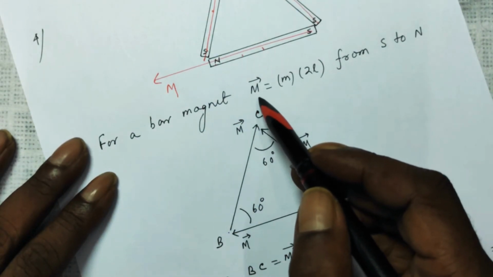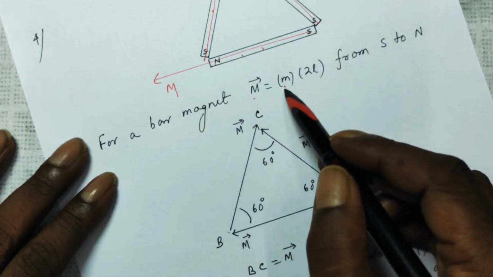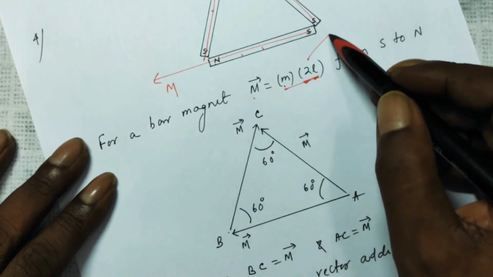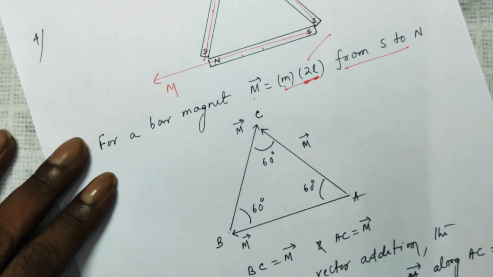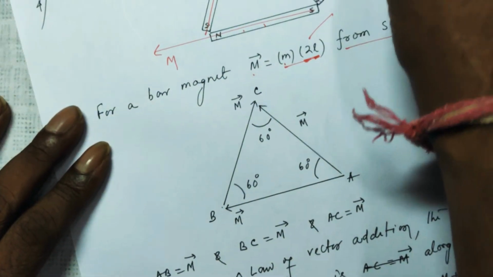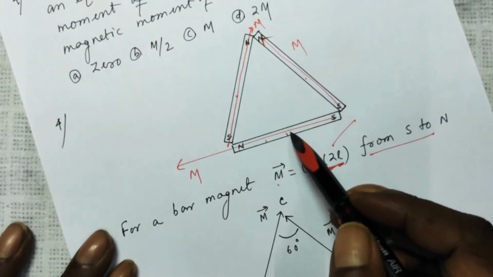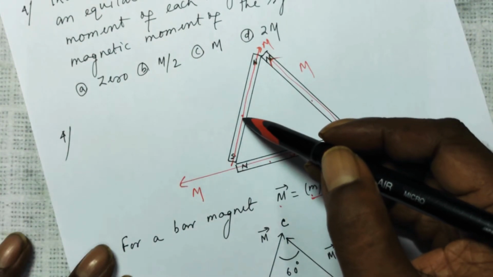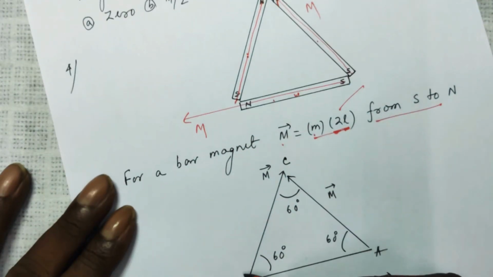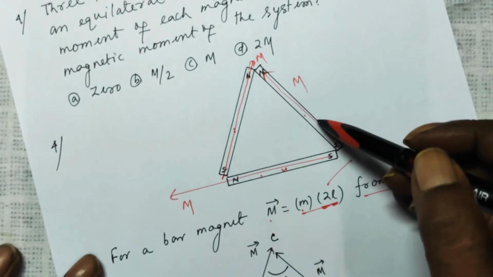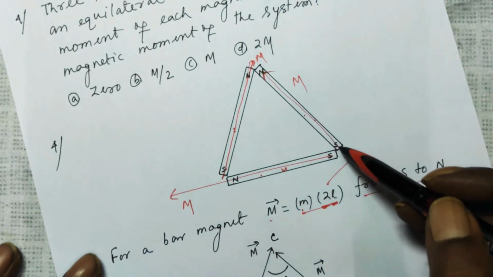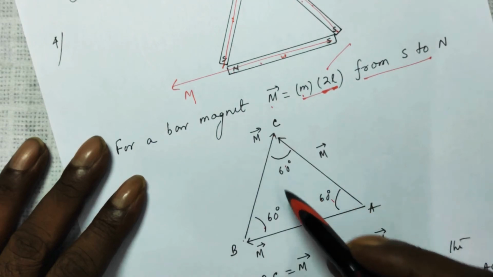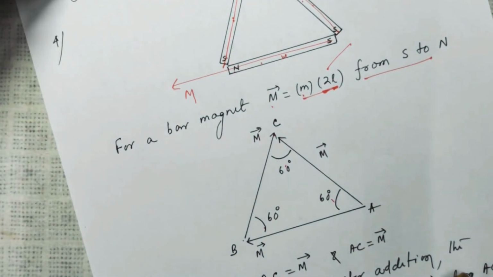So for the bar magnet, we know M is equal to pole strength times L, the distance between the south and north, called the magnetic length. So just as I explained how the magnetic moments are aligned: for this bar magnet, it is to this side from south to north. For this bar magnet, it is from south to north, that is to this side. And for this bar magnet, it is from south to north, that is to this side. And it is an equilateral triangle, so 60, 60, 60. Now very simple.